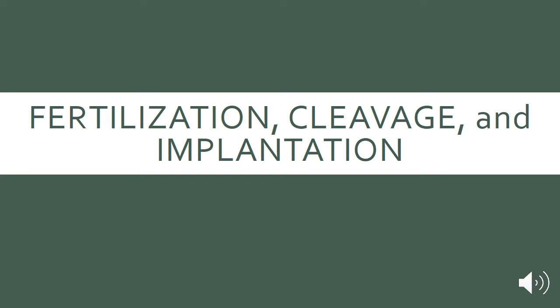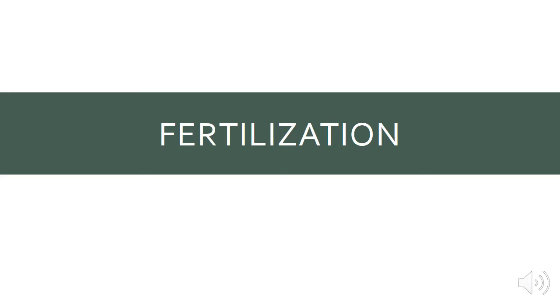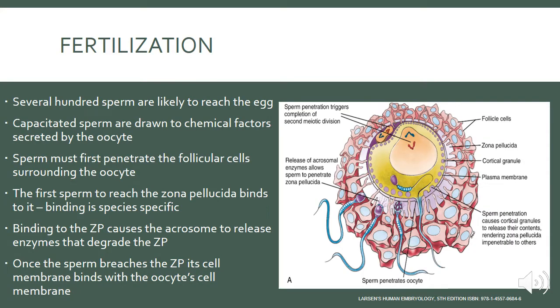So now that we've talked about how to make gametes, we can now talk about how gametes come together to create an embryo through the process of fertilization. Fertilization begins with sperm reaching the egg, but as we discussed, there are lots and lots of sperm and only one egg. Ultimately, out of the millions that are released with each ejaculation, only about a couple hundred are going to reach the egg.